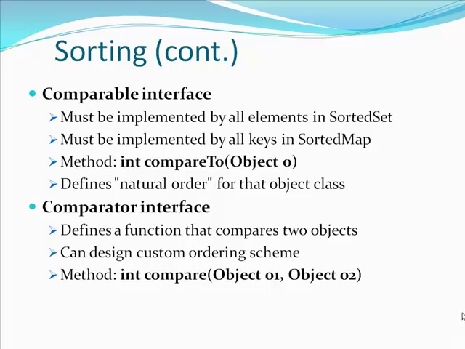Let's look at the int compareTo method. This method takes an object as a parameter and defines the natural order for that object's class. In the second method, the Comparator interface defines a function that compares two objects. Let's look at the function. The function takes two object type parameters and compares them.